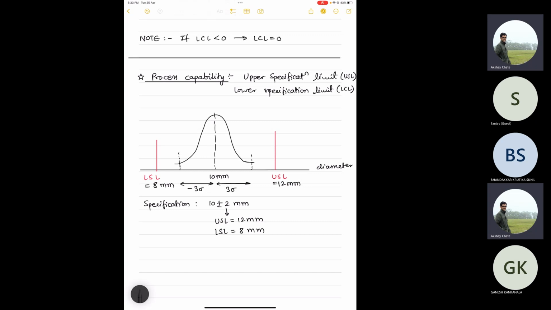So there is something called as, you know, what you call that, the name I'm forgetting. There is something called as, one second. You know, work measurement, method study, etc.